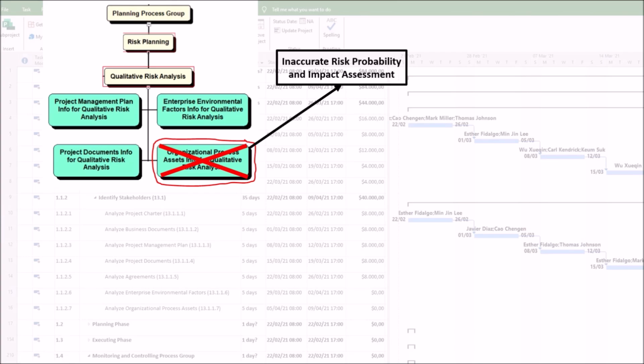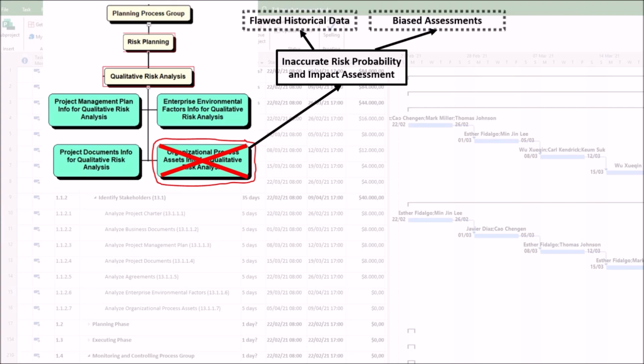1. Inaccurate risk probability and impact assessment. First, flawed historical data. Organizational process assets include historical risk registers and lessons learned. If these are poorly analyzed or outdated, the project team may misjudge the likelihood or impact of similar recurring risks, either overestimating minor risks or underestimating major ones.